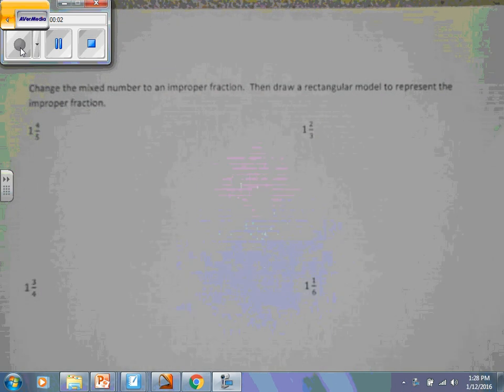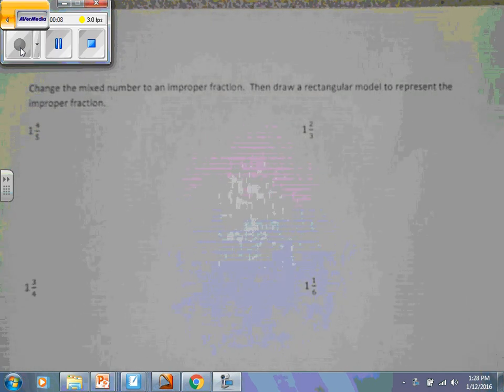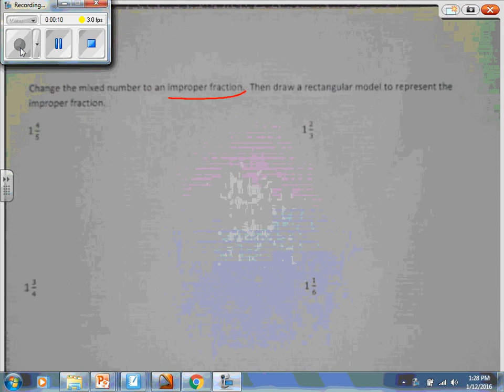Hi boys and girls, this is the review worksheet. We're going to go ahead and read the directions. It says change the mixed number to an improper fraction. So we're going to change it to an improper fraction, then draw a rectangular model to represent the improper fraction.